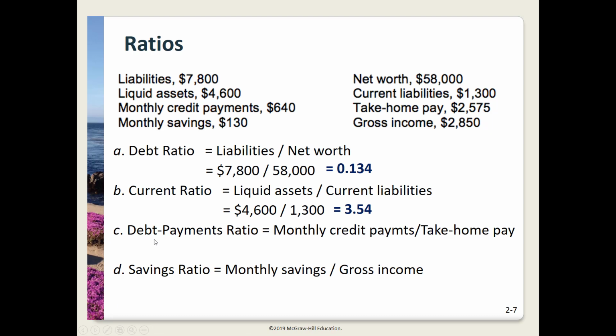In part C, we're interested in the debt payments ratio. And so here we'll be taking the monthly credit payments divided by our take-home pay. So our monthly credit payments is the 640. We'll divide it by our take-home pay of 2575, and that gives us a debt payments ratio of 0.2485. In part D, the savings ratio is our monthly savings, that's the 130, and we'll divide it by our gross income of 2850 to get a savings ratio of 0.046.